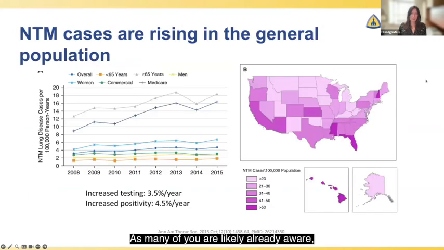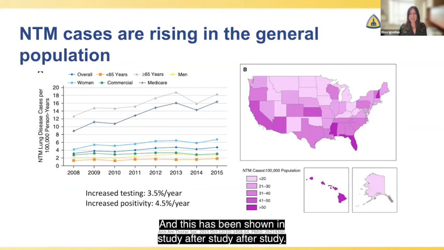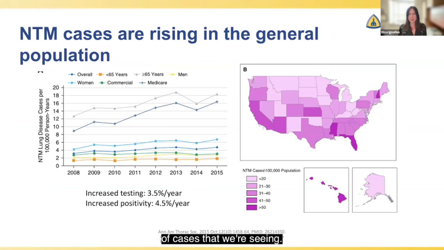As many of you are likely already aware, NTM cases in the United States and around the world are on the rise. And this has been shown in study after study after study. This seems to be outpacing increased diagnostic awareness, increased laboratory capacity to identify NTM. So this seems to be a true epidemiologic rise in the number of cases that we're seeing. And there's a number of different theories, hypotheses about why this might be happening.